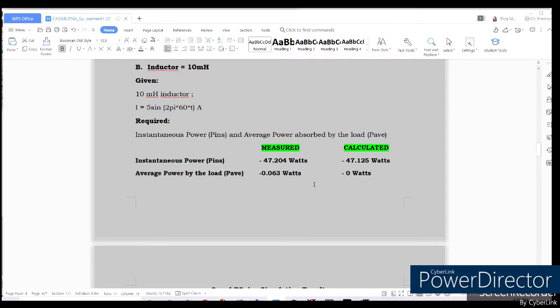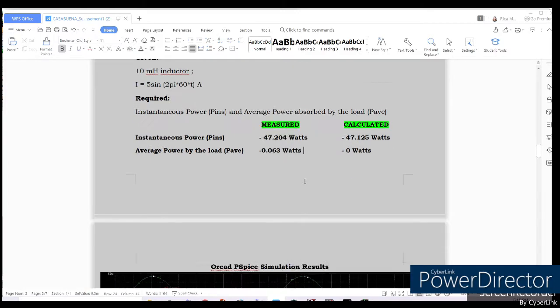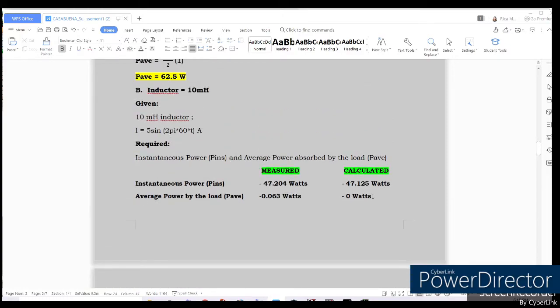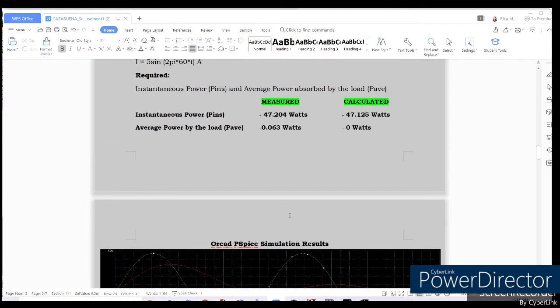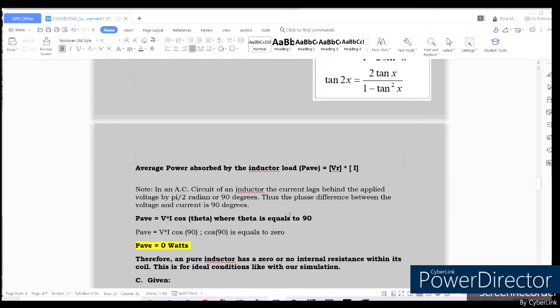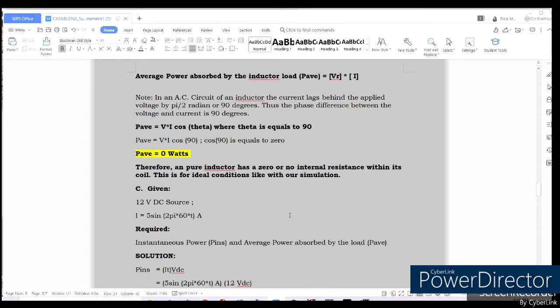Now, for our average power by the load, or by the inductor, we measured 0.063 watts from the simulation, which is quite small compared to our expected values. And this matched our calculated value, which is 0 watts. Explaining the calculation for our calculated value of 0 watts: the average power can be computed using our AC circuit principle, wherein the average power is equal to the voltage across the inductor times the current, considering that these two parameters are in RMS value.